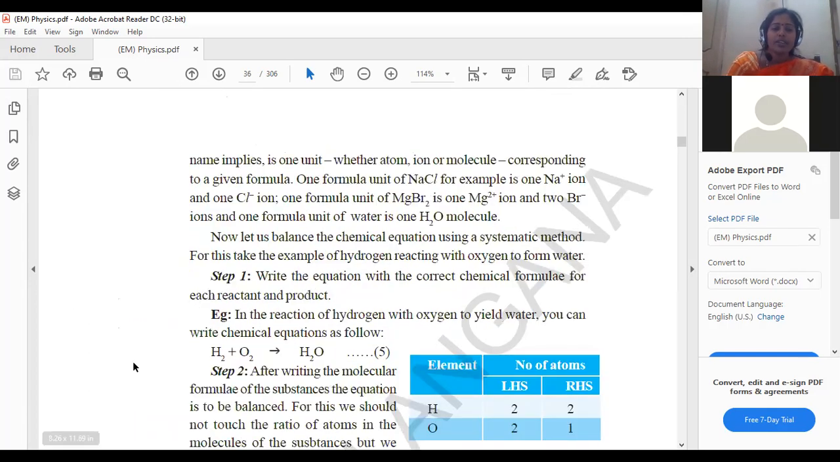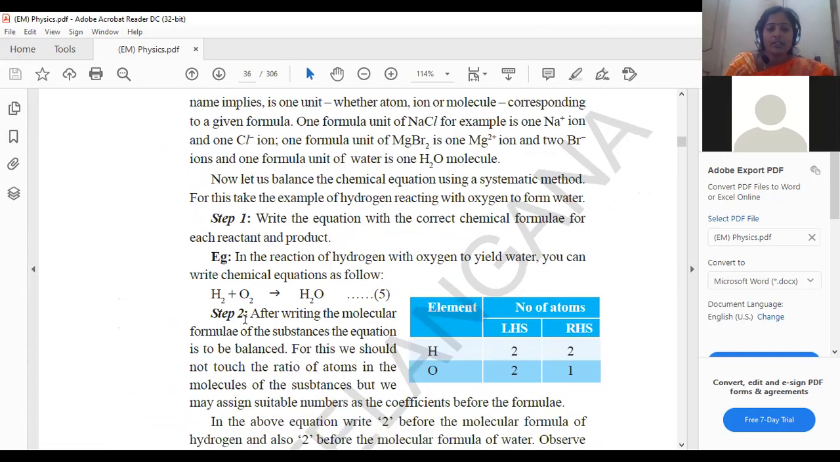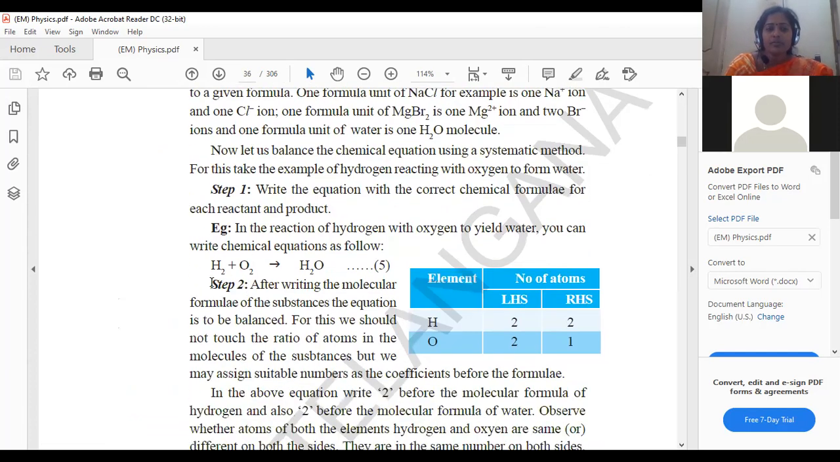In order to balance the equation, first we have to write a chemical equation. I'm taking a simplest example. Hydrogen gas mixed with oxygen gas, formation of water is possible. In general, hydrogen and oxygen get mixed, formation of water is possible. But here the equation is not in the balanced state. Two hydrogens, two oxygens, two hydrogens, one oxygen in the product is there.